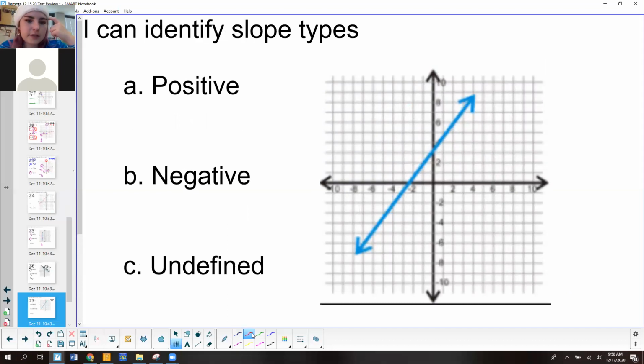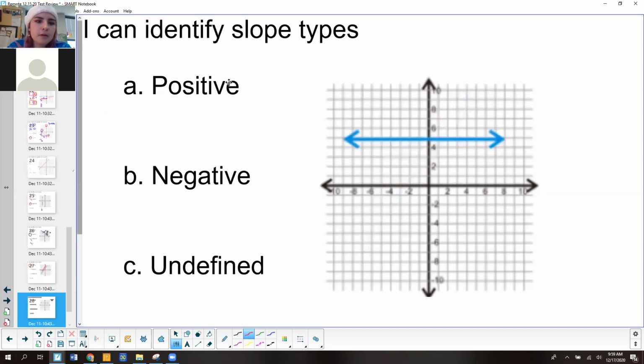All right, you can think about this as a hill or even like a ladder. If you had to climb up a ladder, you would have to go up it. So from left to right, it's going up. So that's going to be a positive slope. And finally, what type of slope is this?